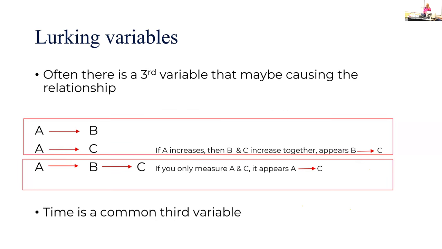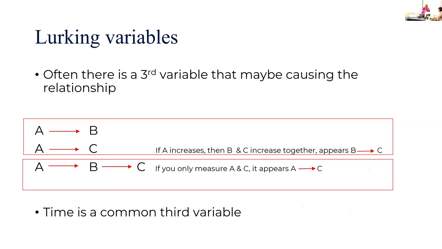So often when we do correlations, there could be a lurking variable or a third variable that's causing the relationship. So in the first example here, we have A causing B and A causing C. So if A increases, then B and C increase together, and it appears that B causes an increase in C, but that's not what's happening. And also if A causes B and B causes C, if you only measure A and C, it appears that A causes C.